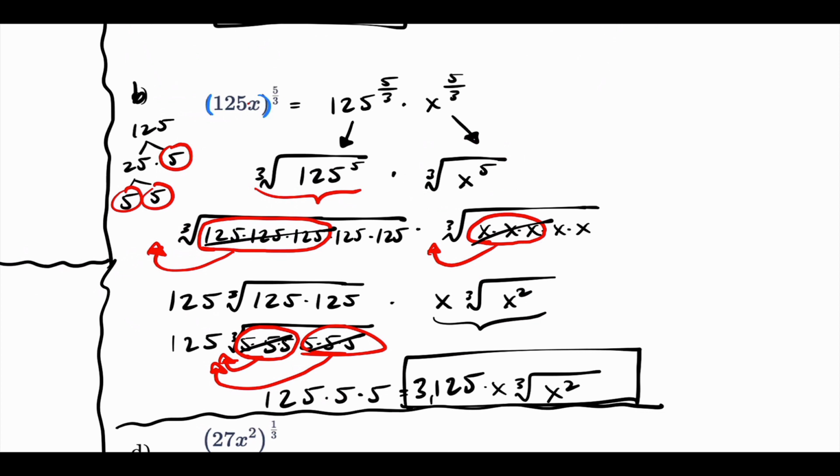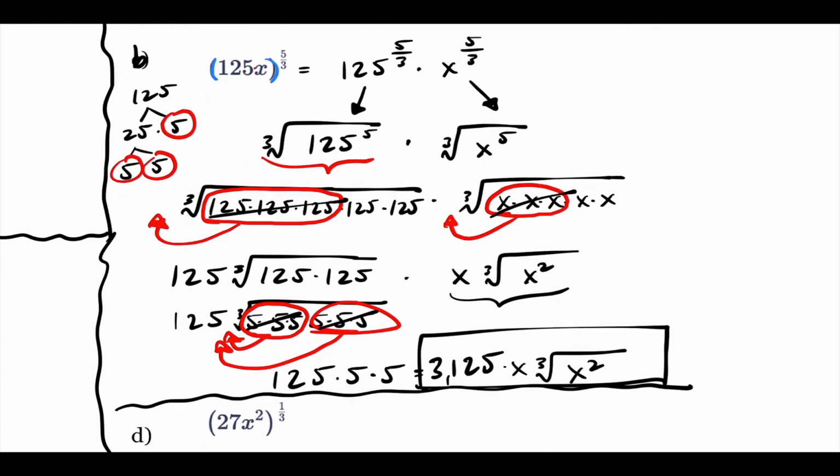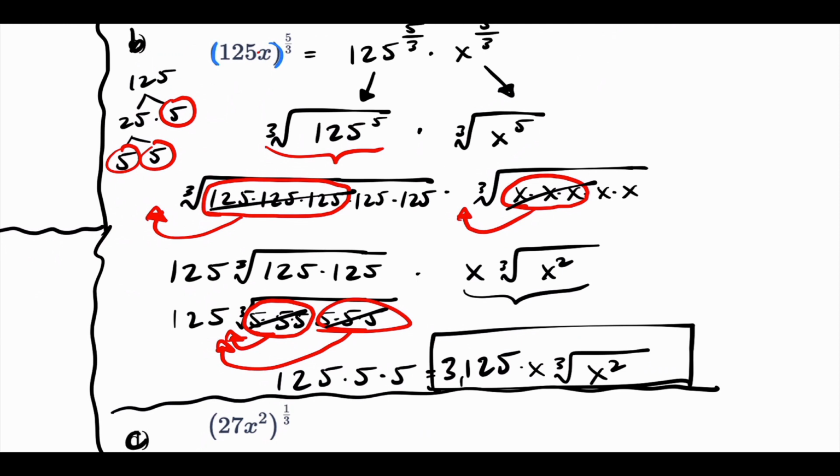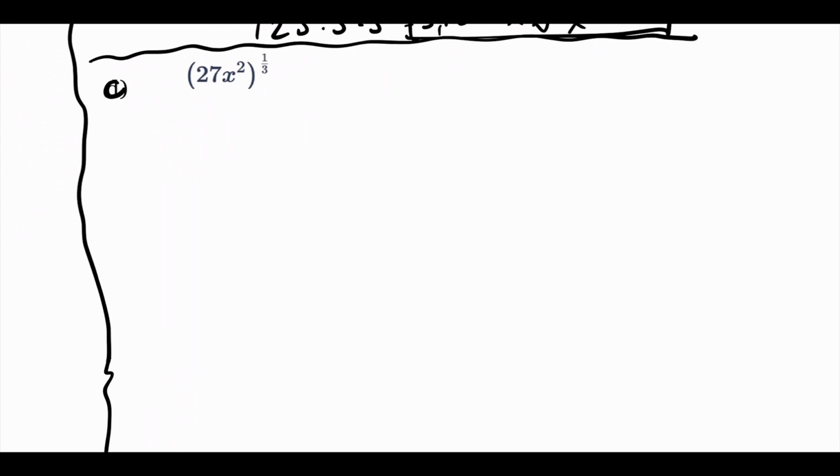Okay. All right, let's try the last one now. Letter C. Okay, it's got parentheses. So I have x squared and 27 on the inside. So each of those guys is going to get a power. Still have parentheses.